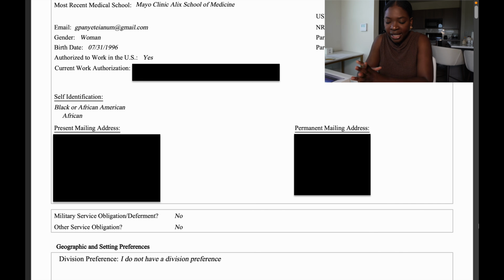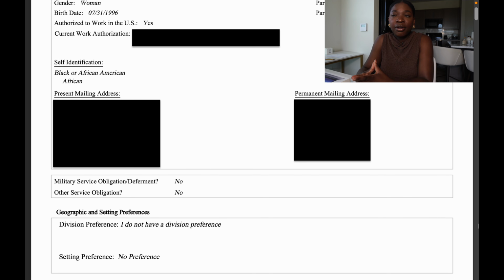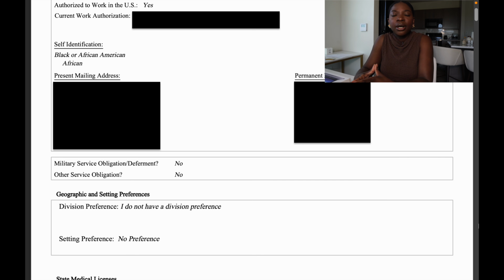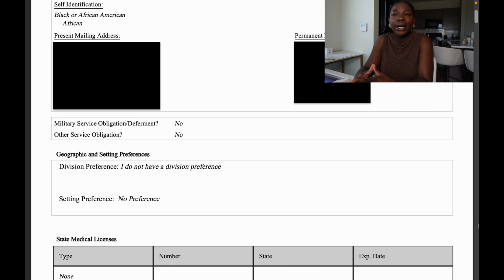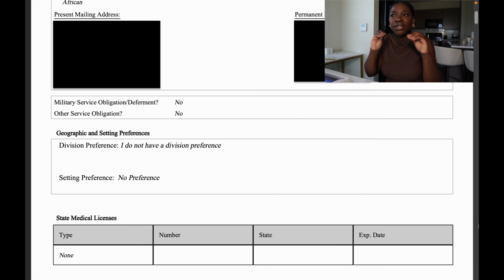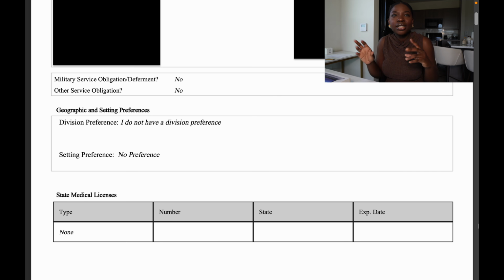The next section is the geographic and settings preferences. And this section is actually very important because I believe that you are supposed to select up to 3 states in the United States where you would prefer to do your training. So you would have to choose not just 3 states, but sort of like 3 regions. Like if you're from the West Coast, the California area and the states surrounding that, or the Northeast, like the Massachusetts, Boston area, or the Midwest, which is the Minnesota area.